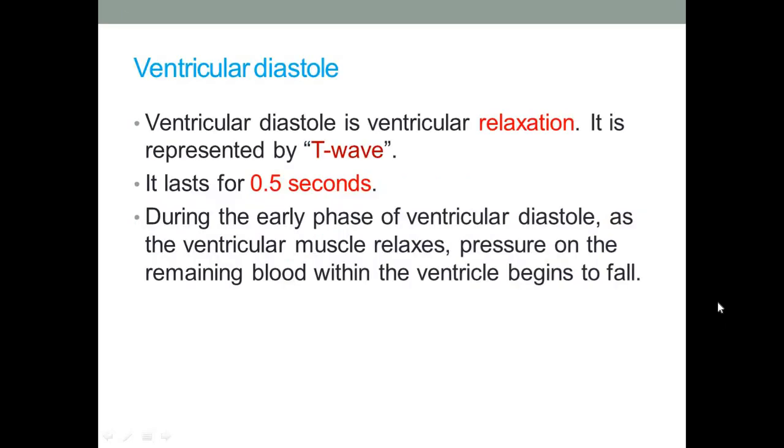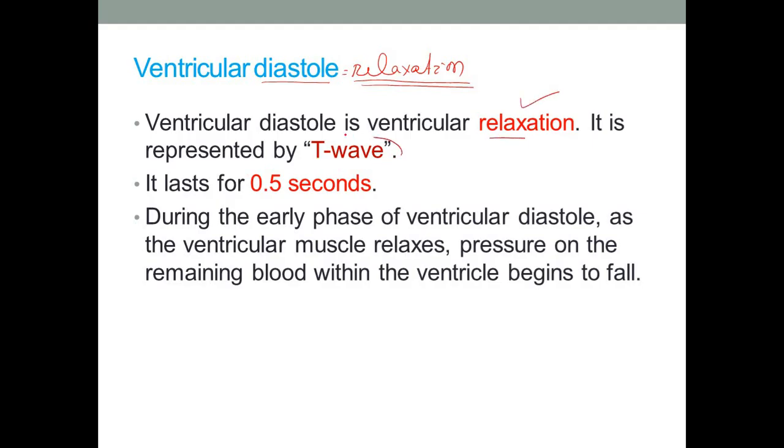Ventricular diastole. Diastole means relaxation. Ventricular diastole means ventricular relaxation after ejection of blood. Ventricular diastole is ventricular relaxation.